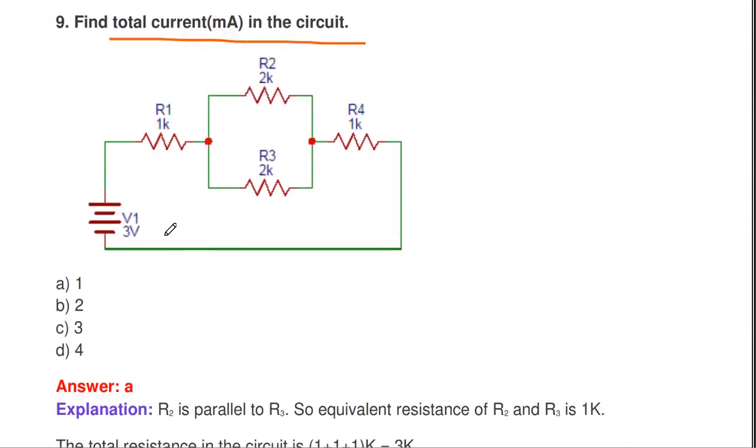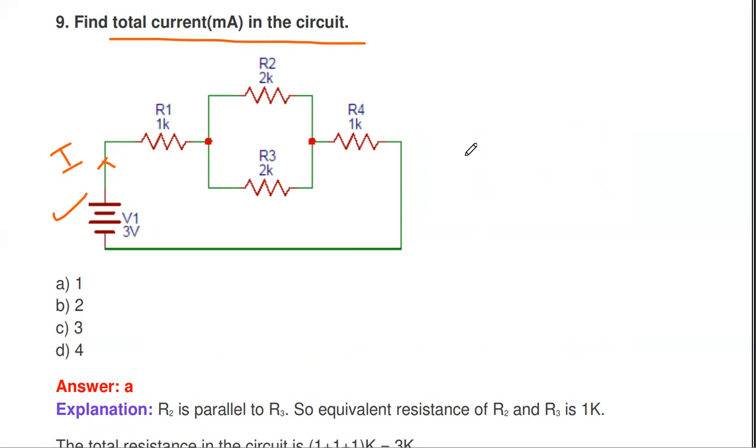Okay, so you see the circuit. Here, this is the voltage source, 3 volt. Then the resistor R1 is 1 kilo ohm, R2 is 2 kilo ohm, R3 is 2 kilo ohm, R4 is 1 kilo ohm. So we have to find the total current I.